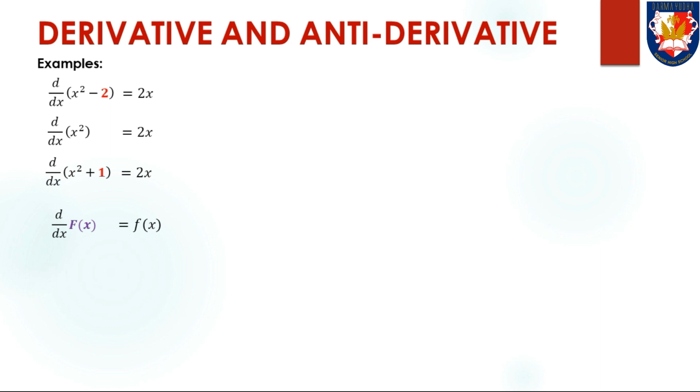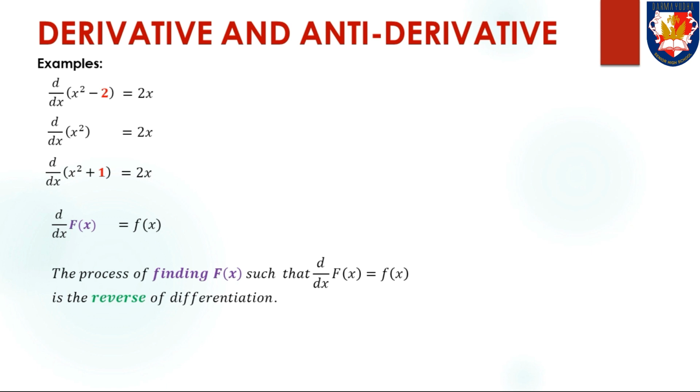So there is a question: how to find the original function capital F from the first derivative small f? The answer is to reverse the process. So the process of finding capital F such that the first derivative of capital F equals small f is the reverse of differentiation. The capital F is called the antiderivative of small f.